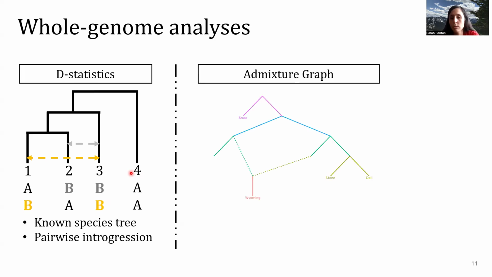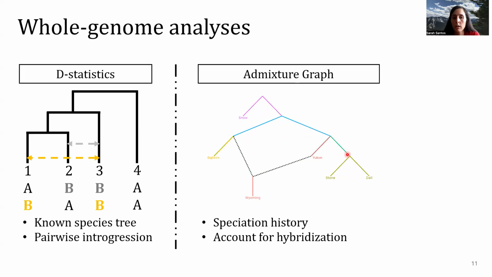And then we can also use more specific models of evolution. And basically here we'll try to have our species tree, of course. And so here the thicker lines or the solid lines are the speciation history. And then we can look for specific hybridization patterns. And what admixture graph does is you will come up with this model. You have your species tree and you have the hybridization patterns that you want to analyze.